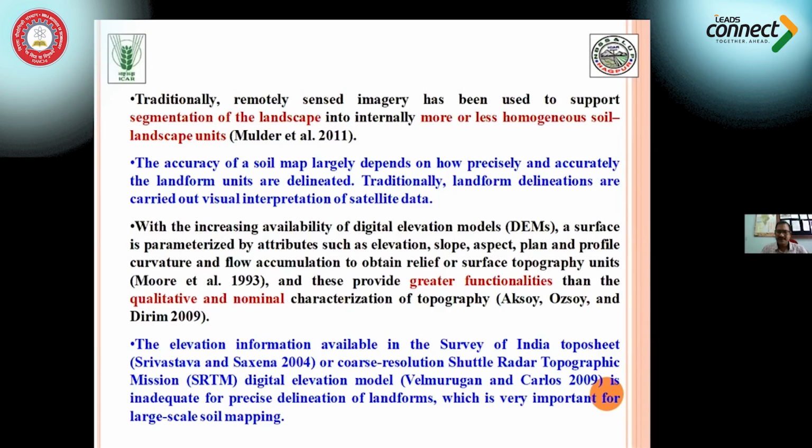So these things help us to delineate the landform exactly. The elevation information available in the Survey of India topo sheet and some coarse resolution data is inadequate. Nowadays, when we are moving for a detailed soil survey, we need a high resolution digital elevation model that helps us to delineate the landforms precisely.